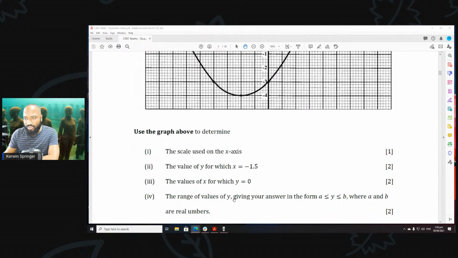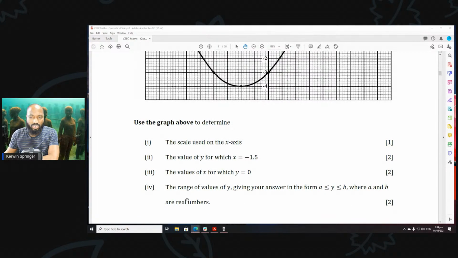The range of values of y, giving your answer in the form a is less than or equal to y is less than or equal to b, where a and b are real numbers. So this one is a little tricky. What's the range of values? What are the possible values of y?